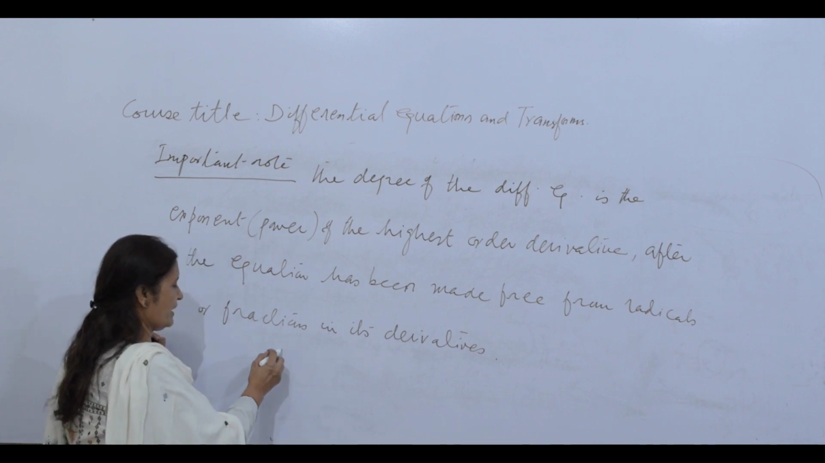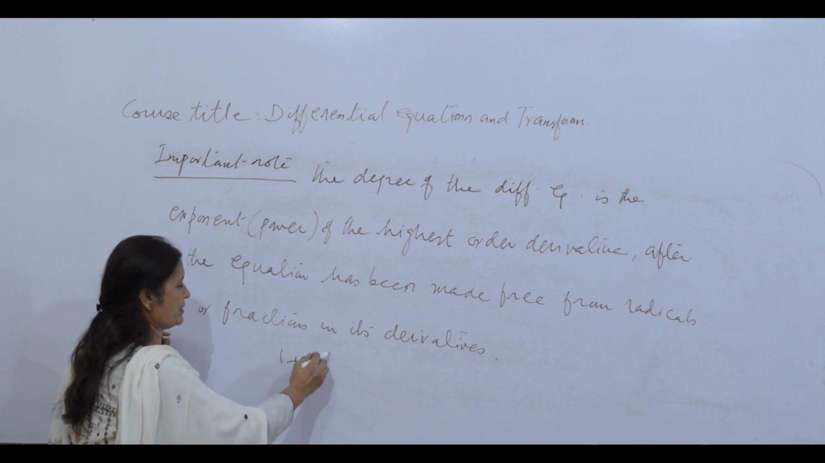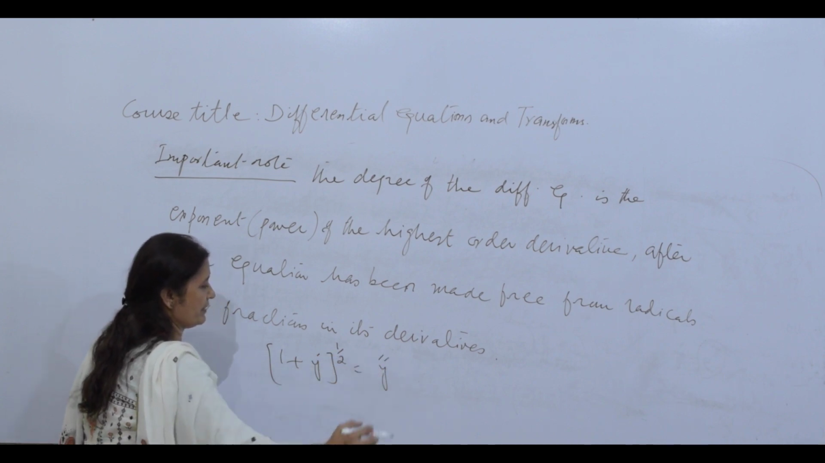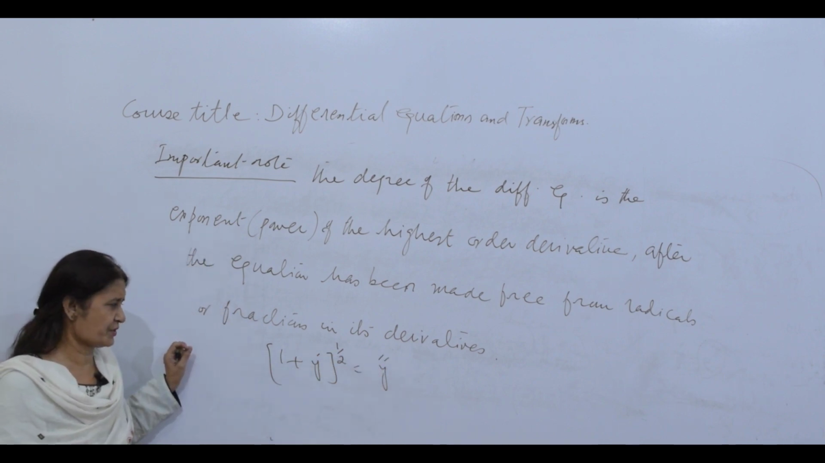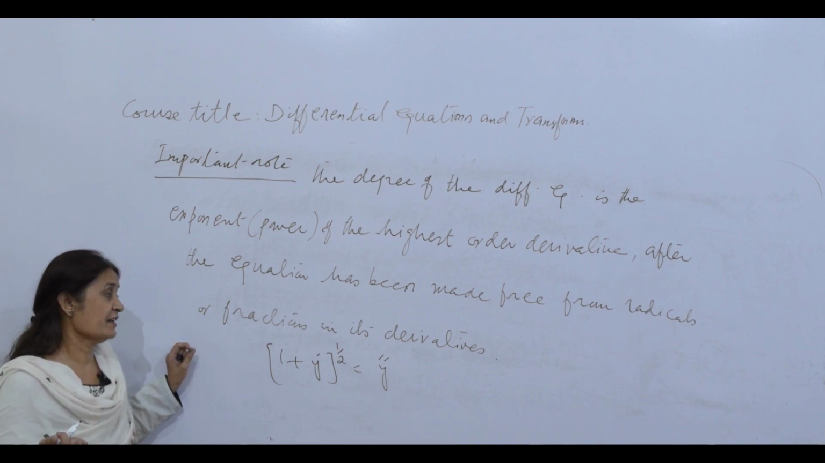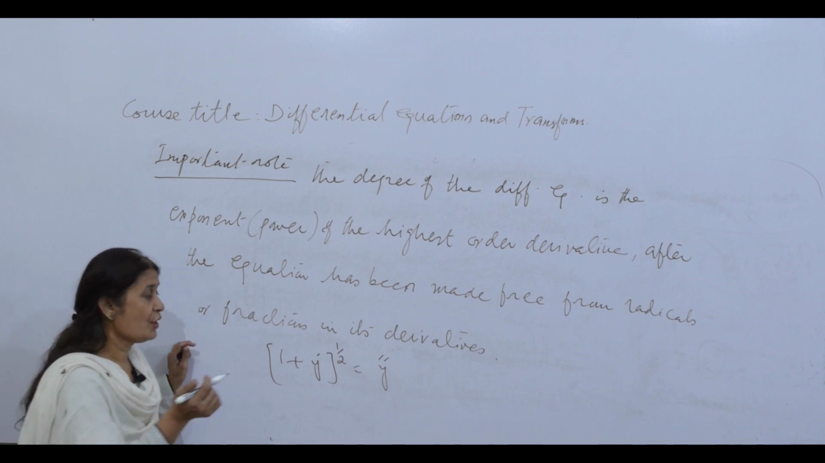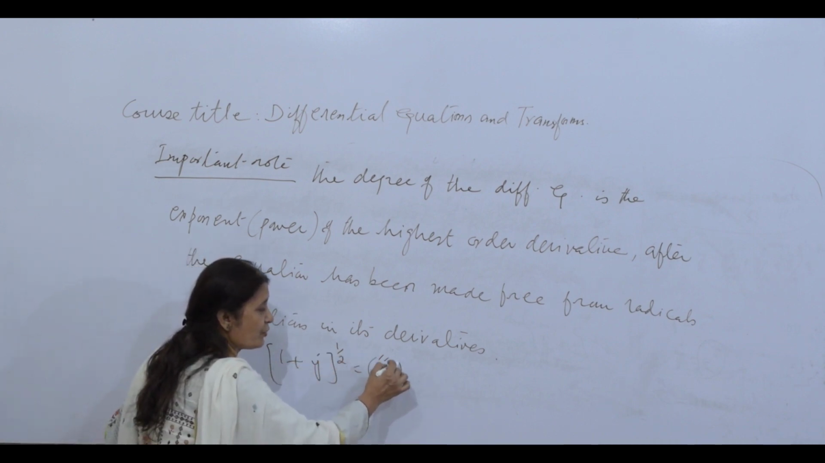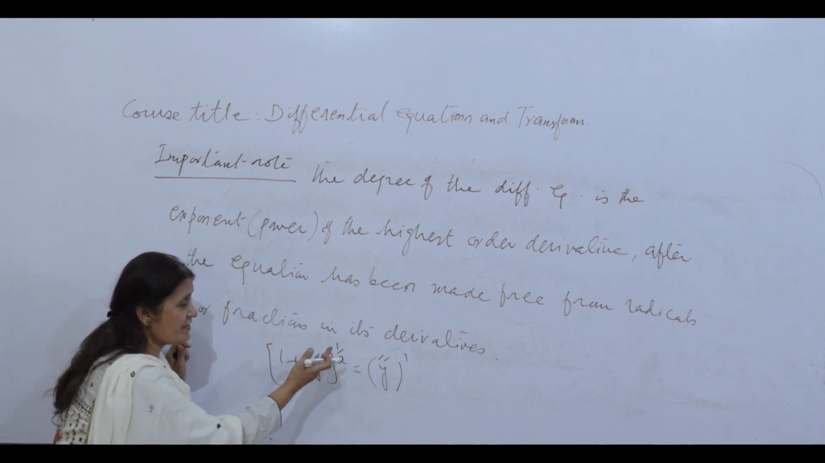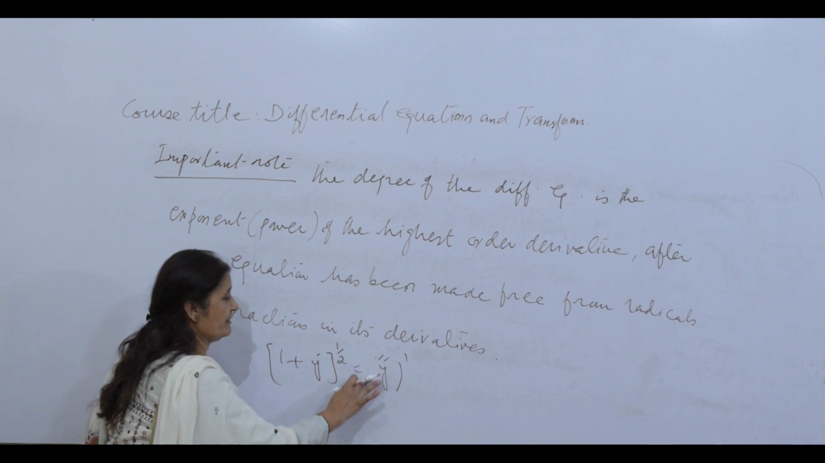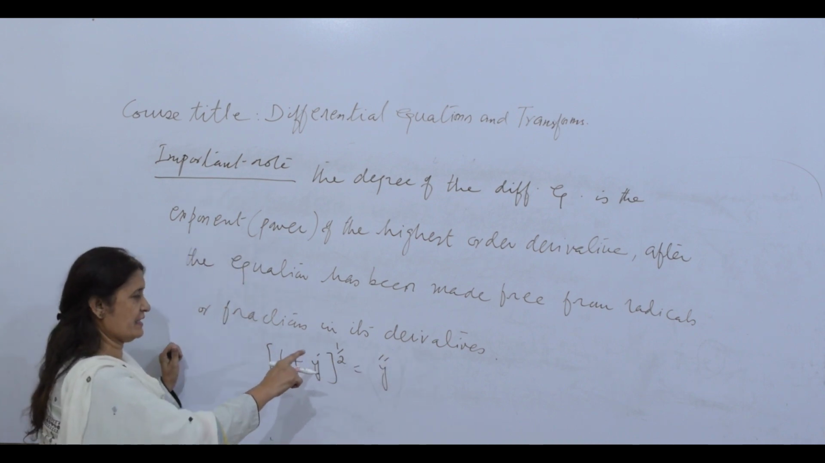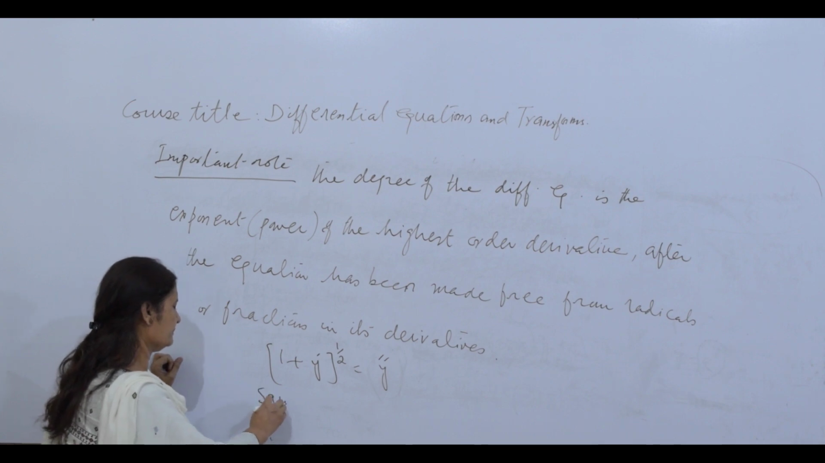For example, let me have 1 plus y dash raised to the power half is equal to y double dash. This is a differential equation because it contains derivatives. So what is the order, what is the degree? In this case, how would you define the degree? You are not going to take the exponent of the highest order derivative because here the derivative is under the radical sign. So in this case, you have to remove the radical sign, squaring both sides.